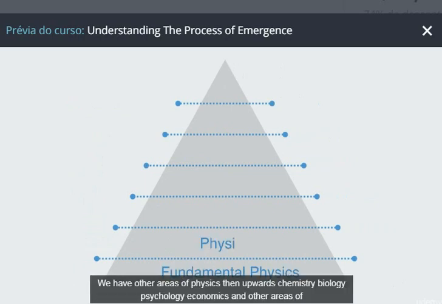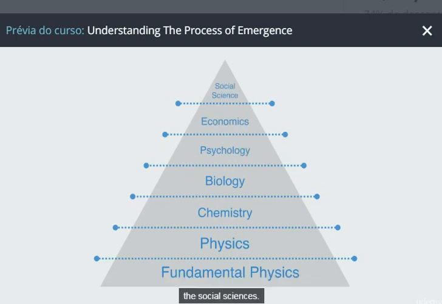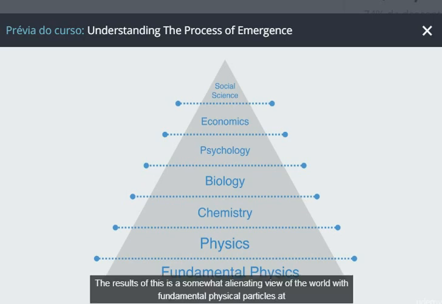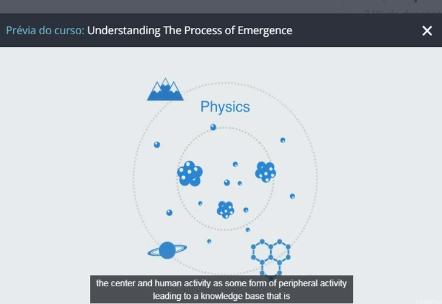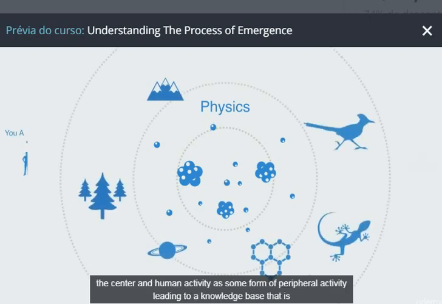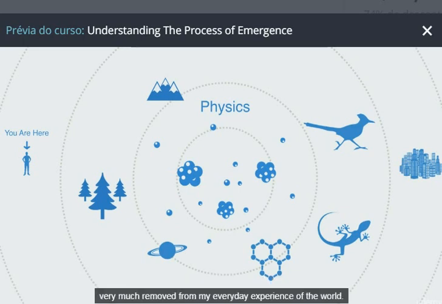Above this, we have other areas of physics. Then upwards, chemistry, biology, psychology, economics, and other areas of the social sciences. The result of this is a somewhat alienating view of the world, with fundamental physical particles at the center, and human activity as some form of peripheral activity, leading to a knowledge base that is very much removed from our everyday experience of the world.